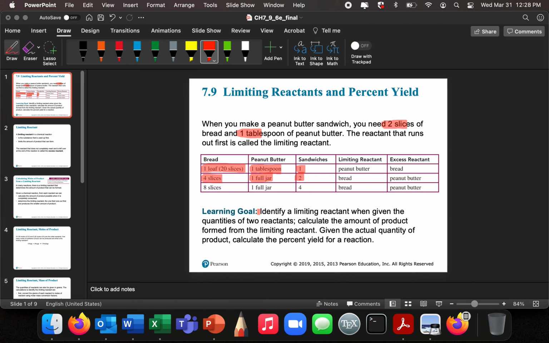So our learning goal is to identify a limiting reactant when given the quantity of 2 reactants. Calculate the amount of product formed. We're going to calculate the amount of product formed from the limiting reactant. And we're going to be given the actual quantity of the product and calculate a percent yield. We'll talk about that in a minute.